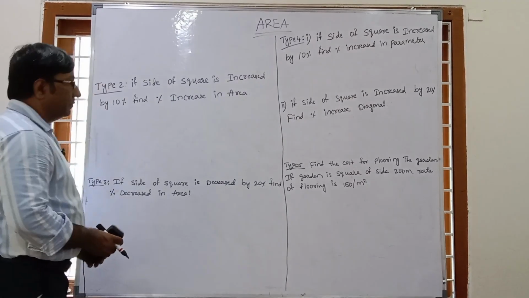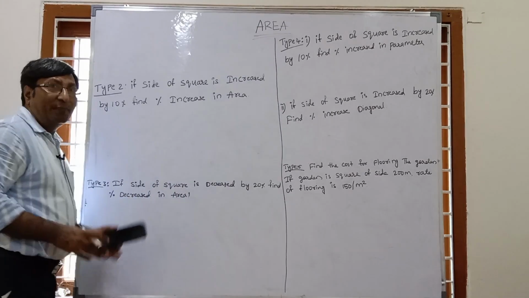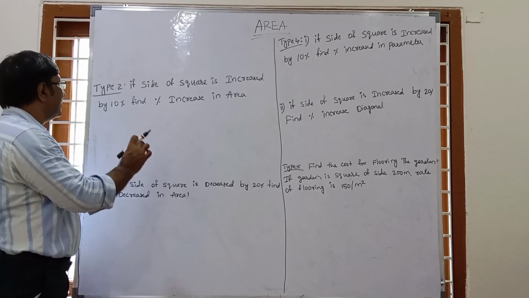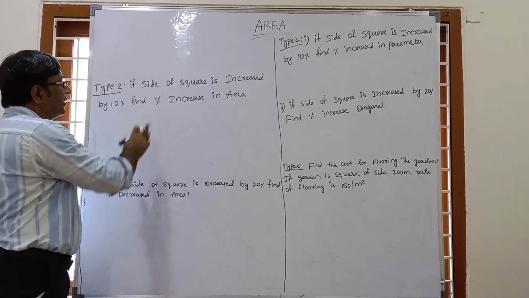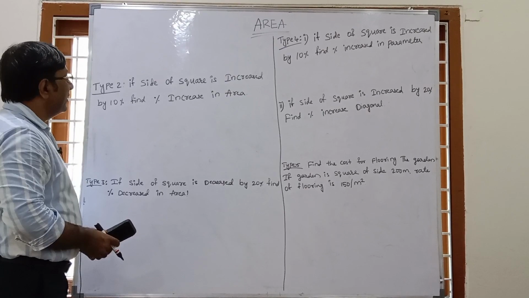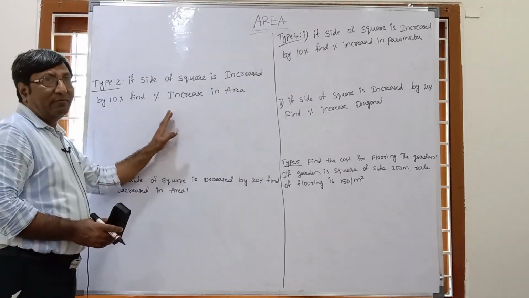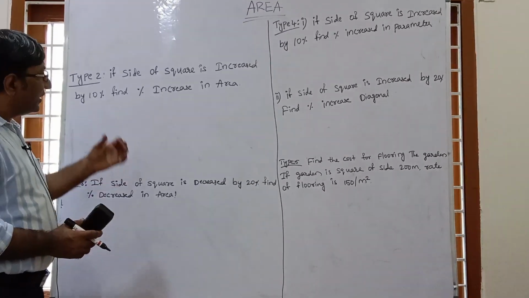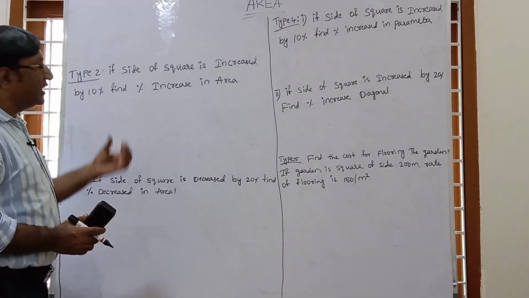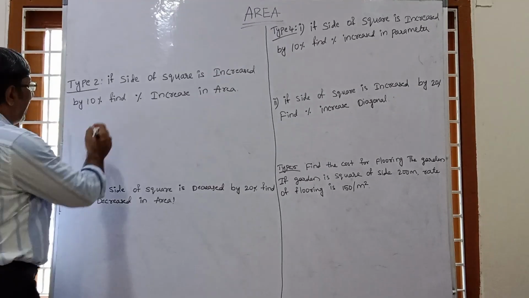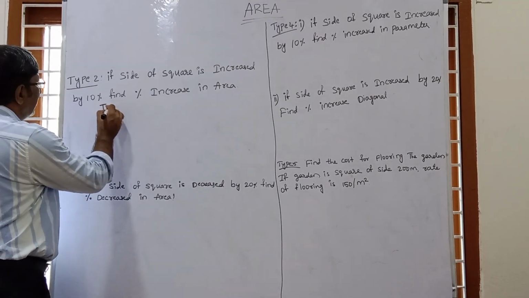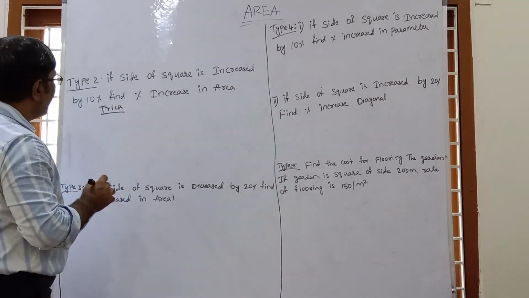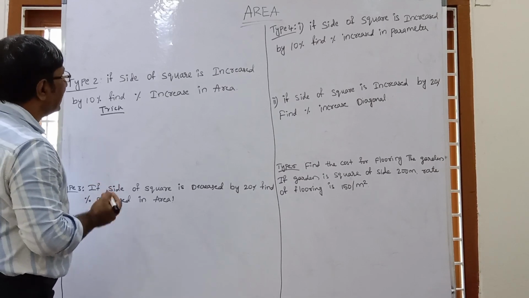Now this is question type 2, and this is also a very important question. Type 2 is: if side of a square is increased by 10%, find the percentage increase in area. We can solve this question by a basic method and a tricky method both. First you see the tricky method, how we can save our time in this question.